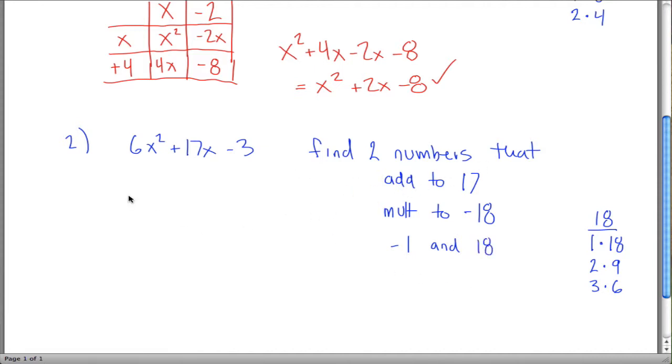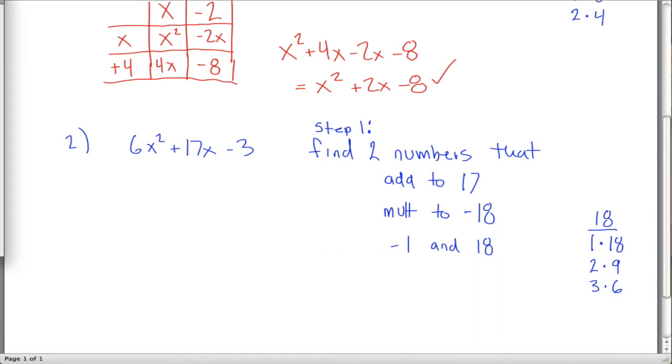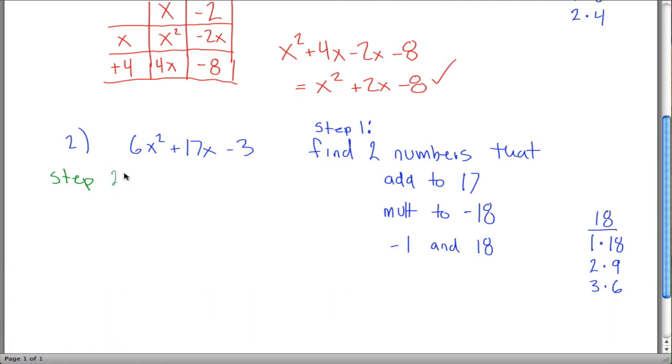So this is just step 1, so maybe I'll say step 1 is to find two numbers that do this. Step 2 is to replace your middle term. So replace 17x with this many x and this many x. In other words, with negative 1x plus 18x. Take those two numbers you just found here and make those the coefficients on your x term.